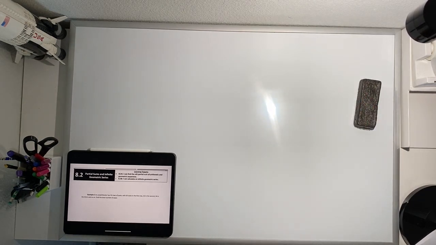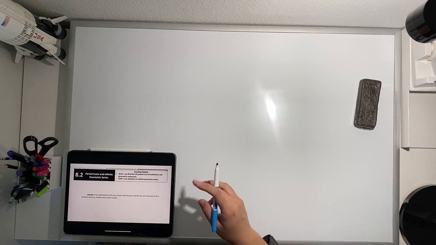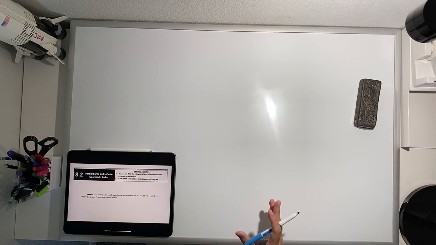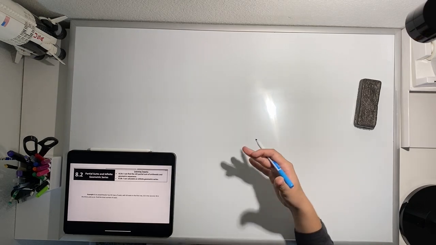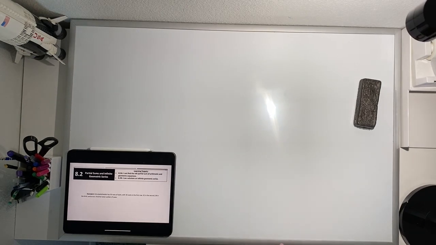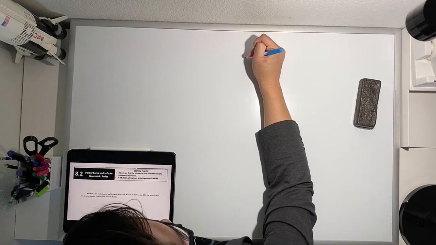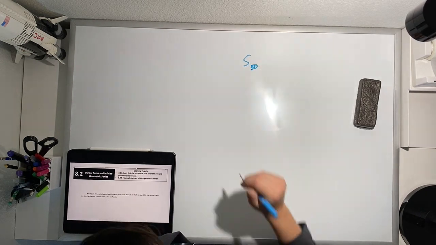All right, example 6. An amphitheater has 50 rows of seats, with 30 seats in the first row, 32 in the second, 34 in the third, and so on. Find the total number of seats. Well, total number means we're looking for a sum. Okay, we're looking for a partial sum. And if we have 50 rows of seats, that means we're looking for the 50th partial sum.